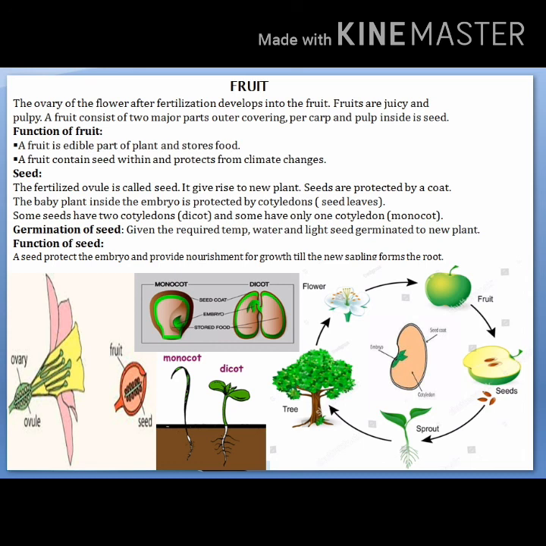Now look at the cycle. The right conditions for a seed to germinate are water, sunlight, and temperature. The seed gives rise to a new plant. Look at the cycle: from seeds come roots and then shoots. Shoots consist of leaves, flowers, and fruits, and then it becomes a plant.